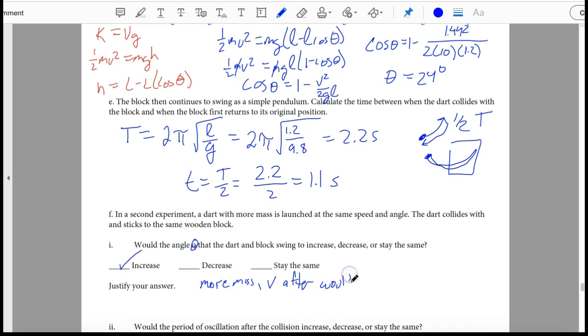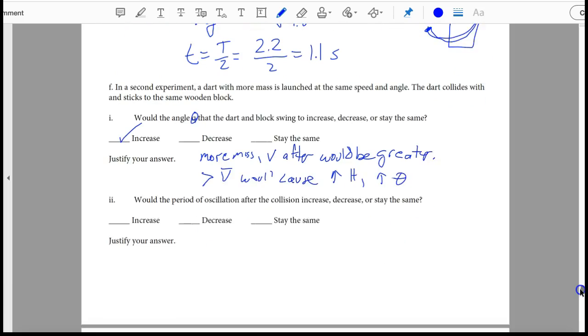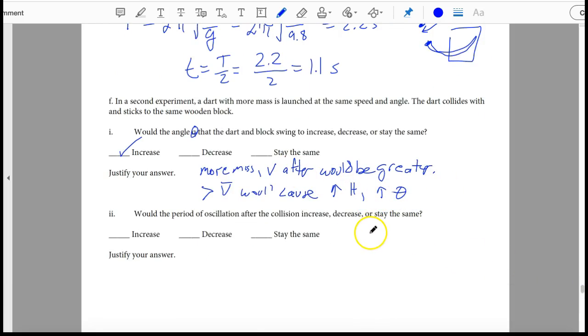A greater speed, so a greater velocity here, would cause an increase in height, and that would then increase the angle. So as long as you kind of say, we're going to start with mass, that changes the speed, the speed is bigger, that causes the height to be higher, and therefore the angle is bigger. You couldn't just say, well, the speed's faster, so that way the angle's higher. That wouldn't work. You'd have to be really careful there.